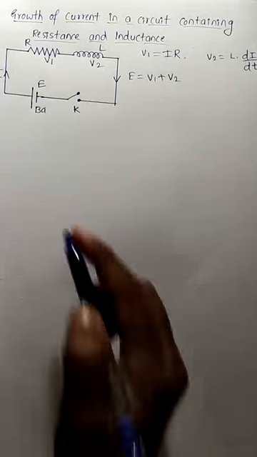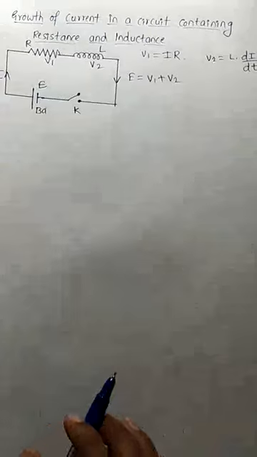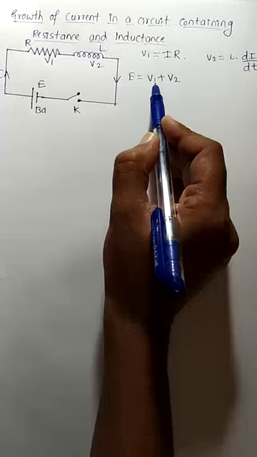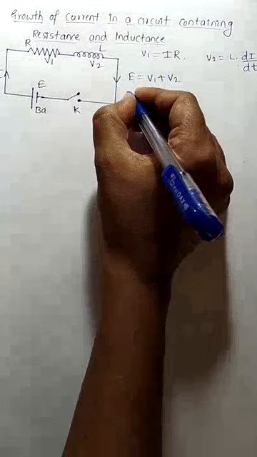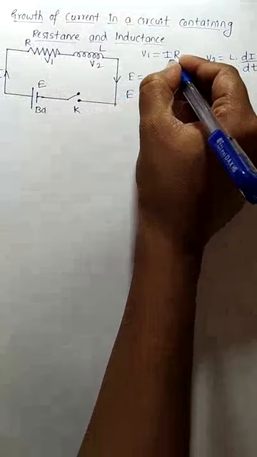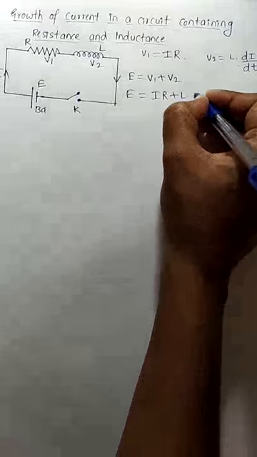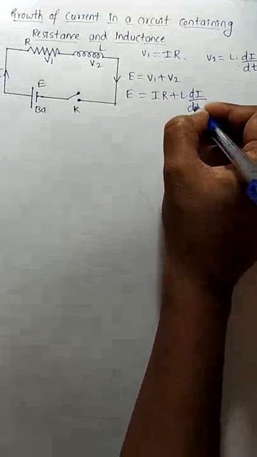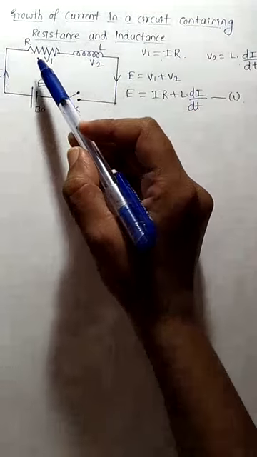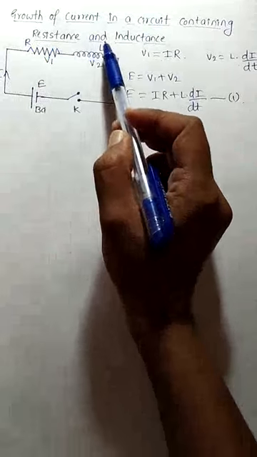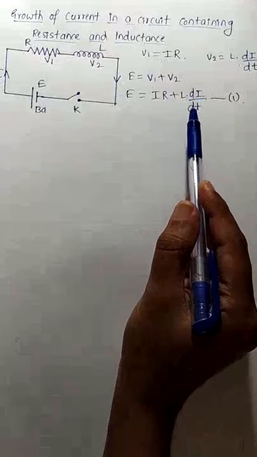As it is distributed, suppose 6 volts it is supplying, then 3 volts will go here and 3 volts will go here, like that, isn't it? So E is equal to Phi1 plus Phi2. As we know the Phi1 and Phi2 values, we will substitute here. So what will we get? E is equal to I into R plus L into di by dt. So this is the first equation. The EMF supplied by the battery, something will go to the resistor and something will go to the inductor, which is equal to I into R plus L into di by dt.